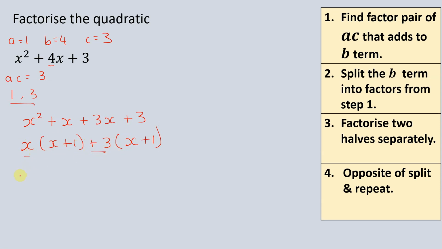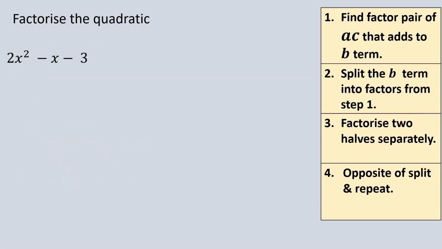So we can see x and plus 3 were split. So put them back together again. X plus 3 in a bracket. And the repeated section, the x plus 1, we're going to repeat again. And that is our final answer. And on to our next example.